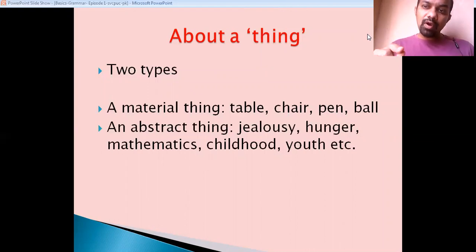You can see a book of mathematics, but you can't see mathematics, you can only feel. Jealousy, you can say someone is jealous. That is only a feeling. You can't really see how jealous. Hunger, youth. You can see a young man or a young woman, but you cannot see youth. These are important things you must really remember.